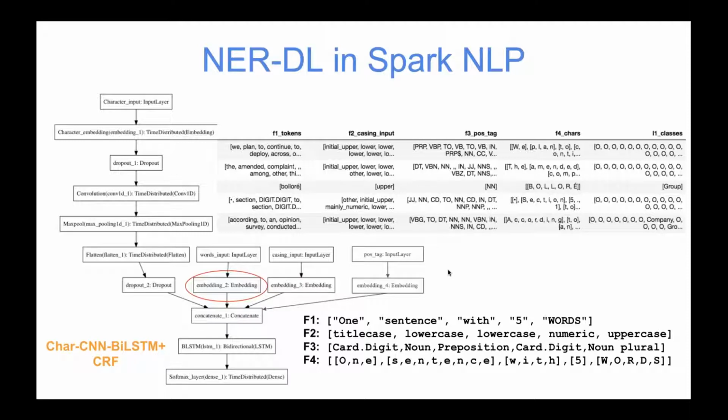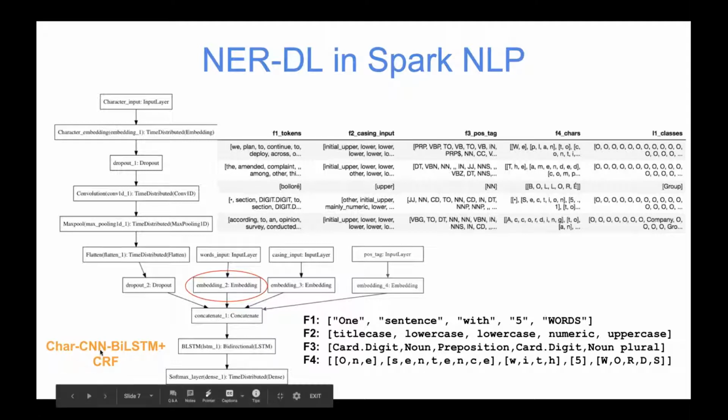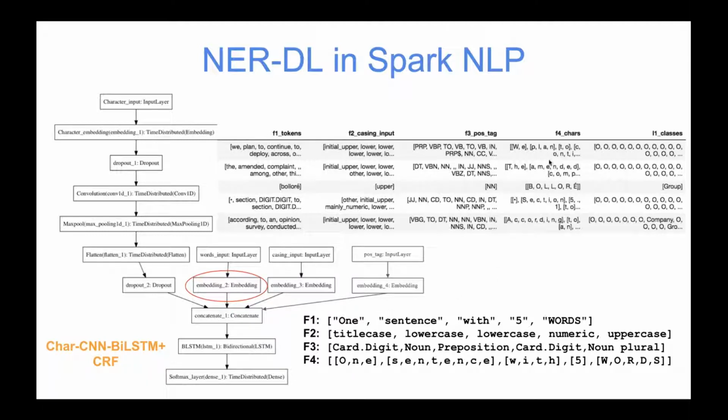So assume that we have one single sentence. Of course, we have a labeled data set with NER. So the CoNLL 2003 data set is already labeled, and we get the sentence. So in this algorithm, the Char CNN, BLSTM, and CRF algorithm, as we call it, we create four different features from one single sentence.